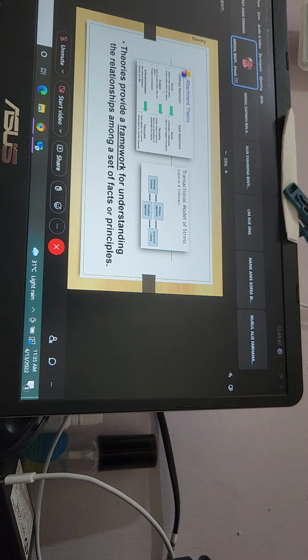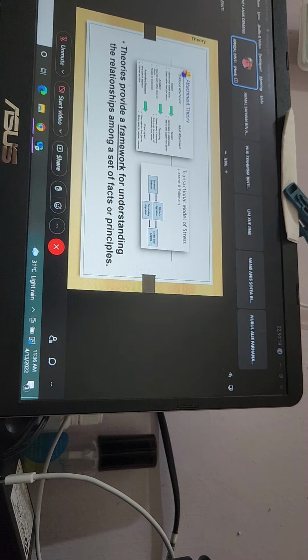So each theory has its own framework. Maybe this theory is from attachment theory. There are so many attachment theories: attachment theory by Bowlby, attachment theory by Ainsworth. There are many people who produced attachment theory, but each with specific explanations. So theory provides a framework for understanding the relationship between a set of facts or principles. There are a lot of facts here. This is childhood attachment, the variables for childhood attachment. Attachment, you can see secure attachment. Actually, attachment consists of two.